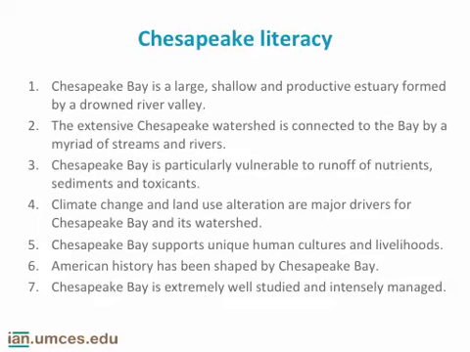1. Chesapeake Bay is a large, shallow, and productive estuary formed by a drowned river valley. 2. The extensive Chesapeake watershed is connected to the bay by a myriad of streams and rivers. 3. Chesapeake Bay is particularly vulnerable to runoff of nutrients, sediments, and toxicants. 4. Climate change and land use alteration are major drivers for Chesapeake Bay and its watershed.